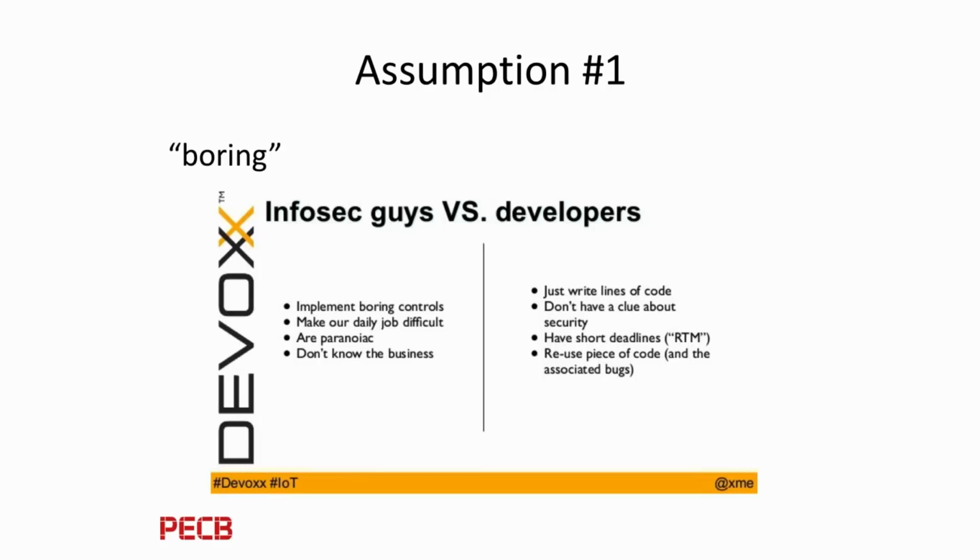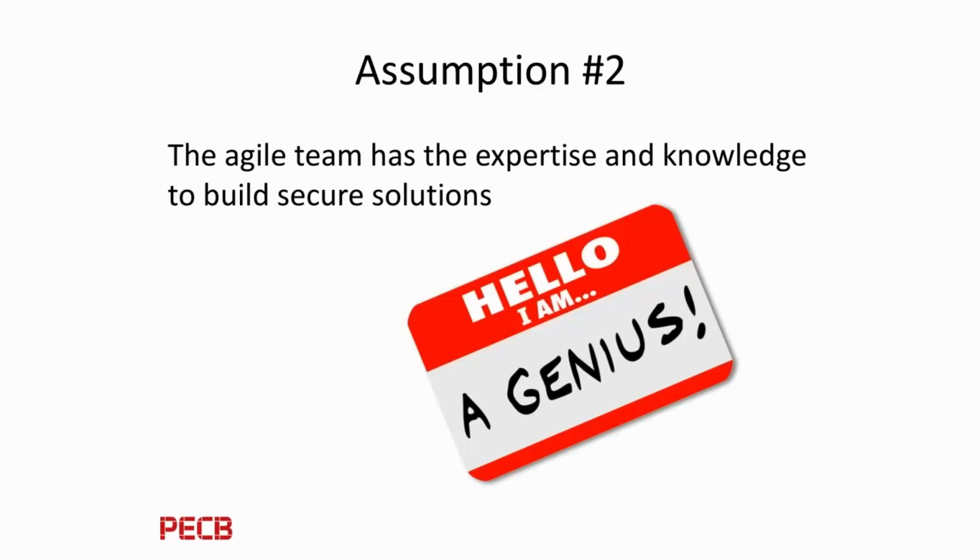Developers think, well, infosec, they want us to implement boring controls. They make our daily job much more difficult than we need. They're always paranoid, and they don't know the business. They don't know what we are doing for the business. So that is really a culture clash between information security and development, and you run into those culture clashes during that Agile development project.